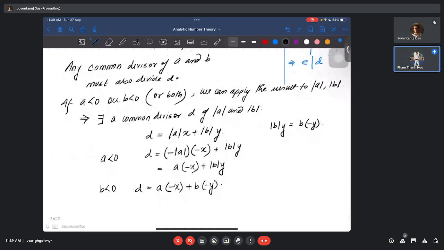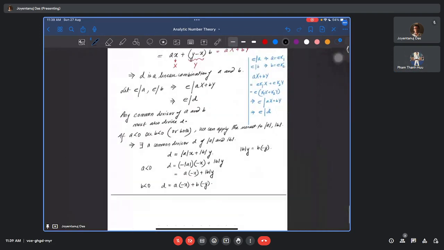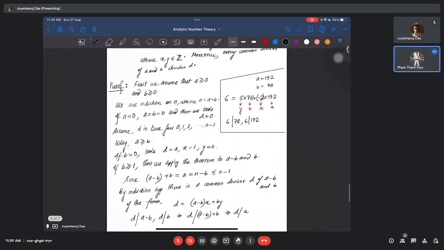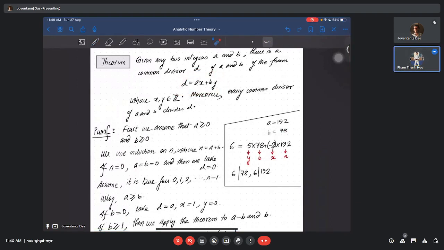Okay. So in all conditions, irrespective of a and b, whether it is positive or negative, we always have a common divisor that can be expressed in this linear form, a linear combination of a and b.